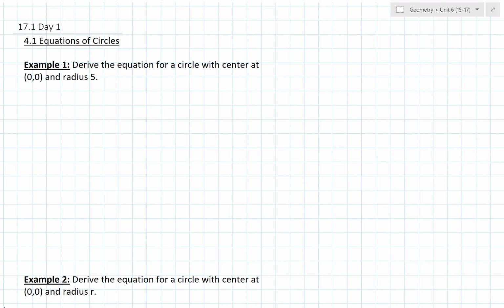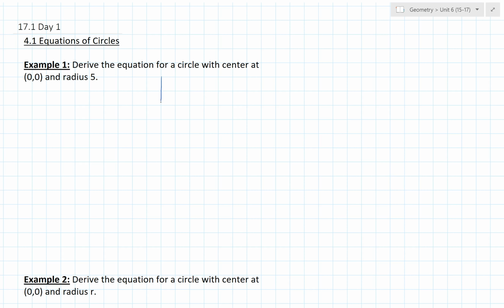Okay, we are going to talk about equations of circles. This was actually in an earlier chapter that we didn't cover at that time, but we have time now to go back and hit section 17.1, which is on equations of circles. So first we're going to see if we can derive an equation for a circle that's centered at 0, 0 with a radius of 5.